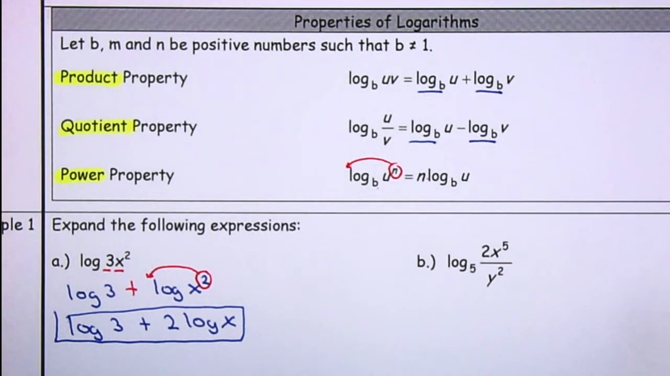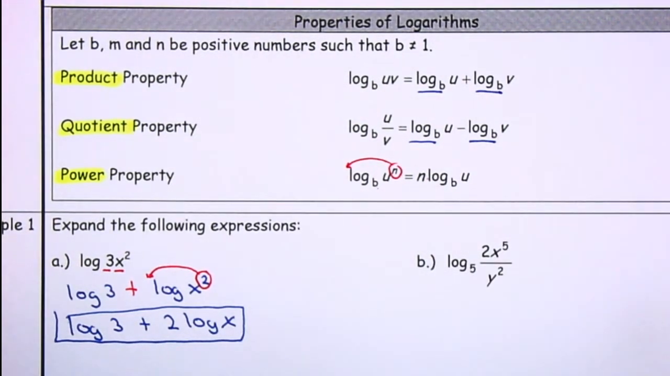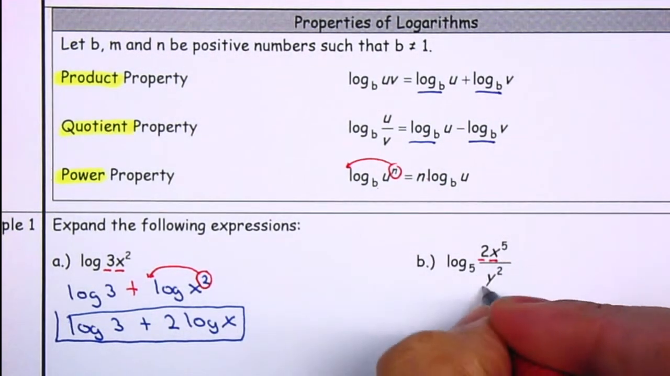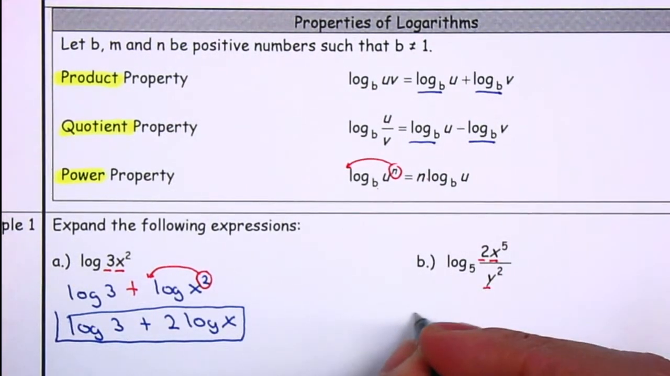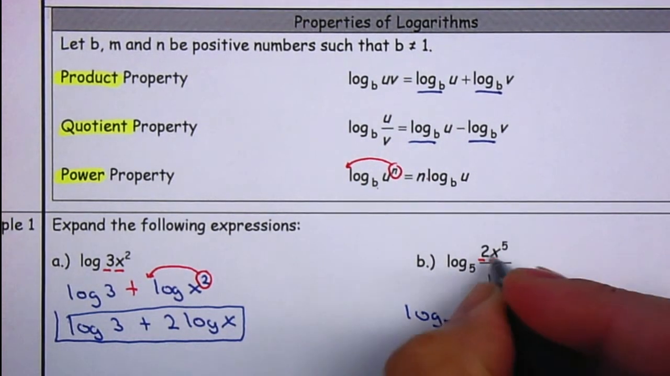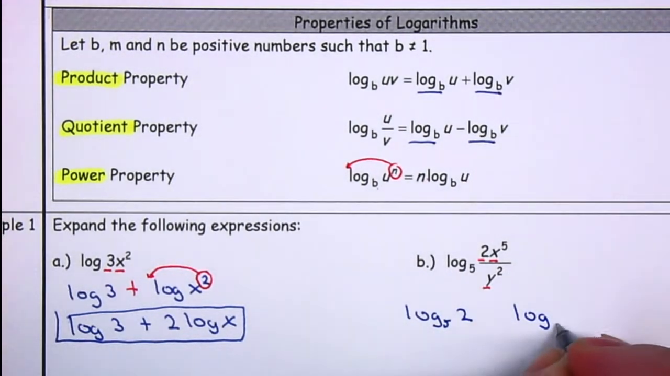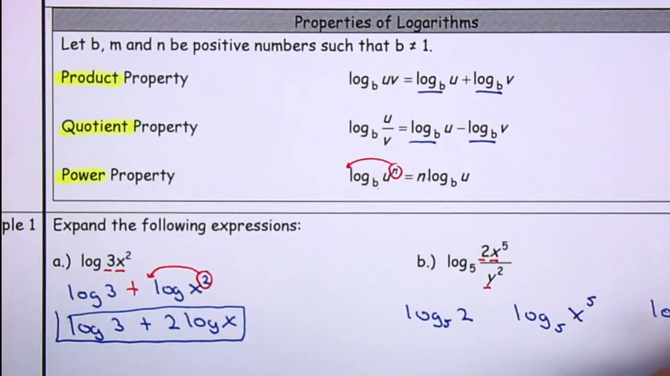Let's look at example B. We have the log base 5 of 2x to the fifth divided by y to the second. Let's see how many components we have for the log. We have the 2, the x, and the y. So we should end up with 3 logs as our answer. We have the log base 5. Notice that the base stays there. The first component is 2. We have the log base 5 of x to the fifth power and the log base 5 of y squared.